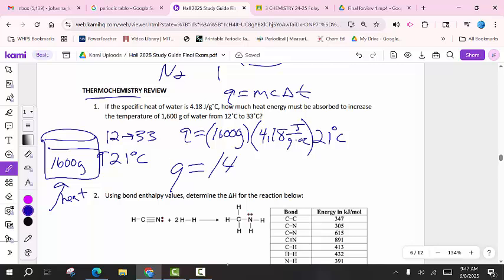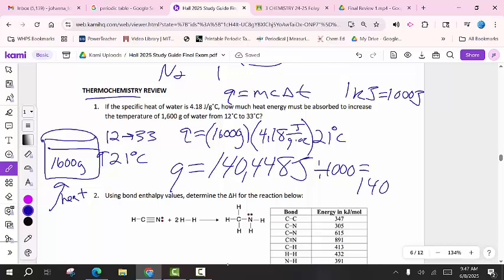It's 140,448 joules of energy. Another unit of energy we use is called kilojoules. 1 kilojoule equals 1,000 joules. So if we wanted to change this into kilojoules, we could divide by 1,000, and it would be 140 kilojoules.